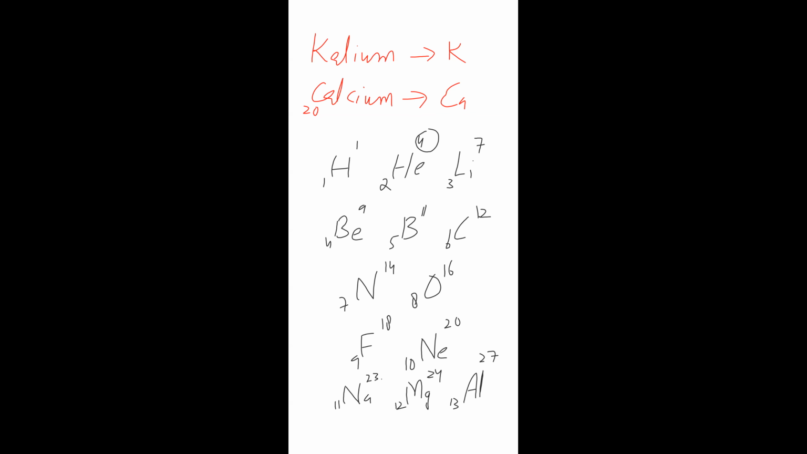I hope that you are keeping note of these. After aluminum we have silicon, symbol Si. Its atomic number is 14, and its mass is 28. 29 is another isotope of this. Then we have phosphorus, 15, so mass is 31, right?